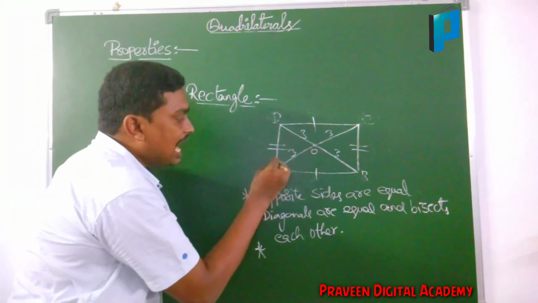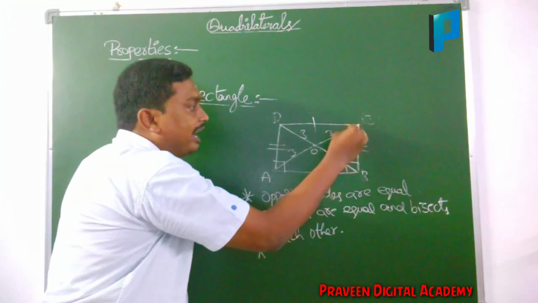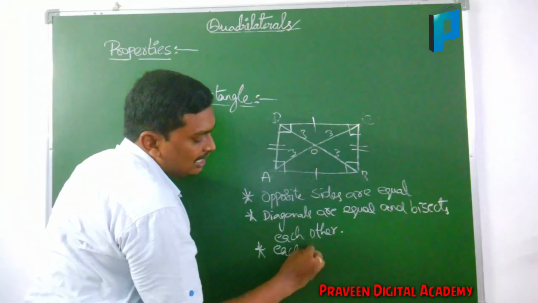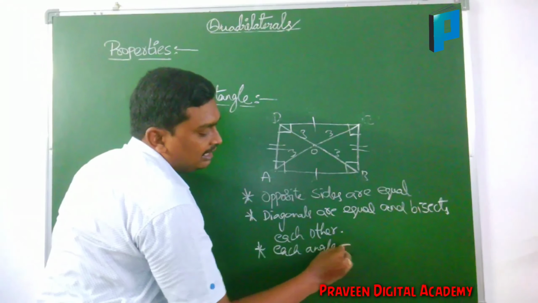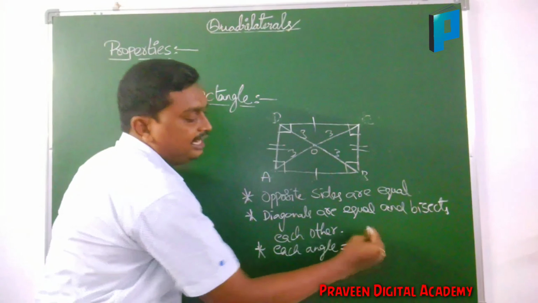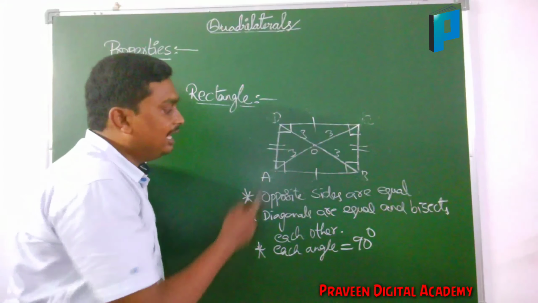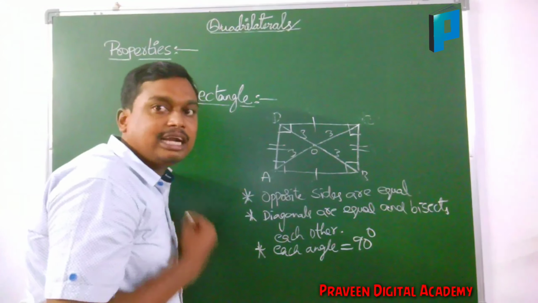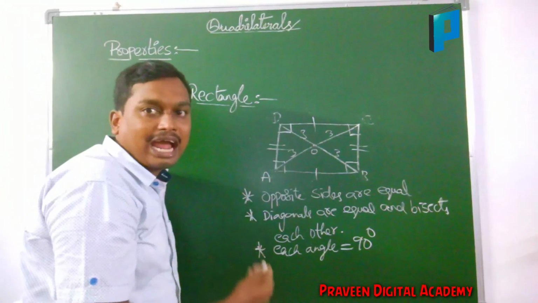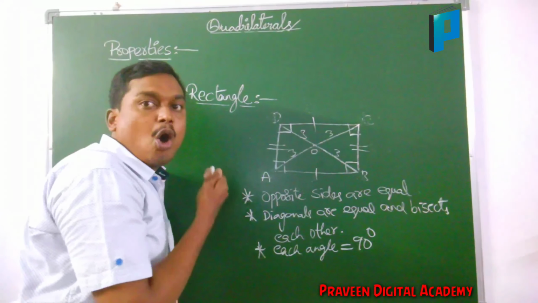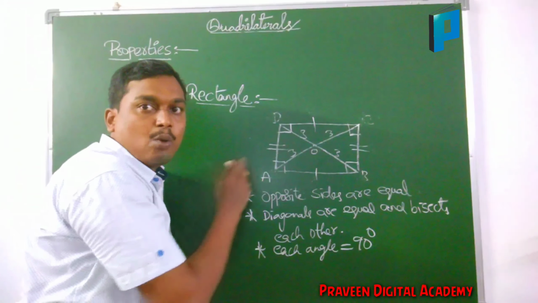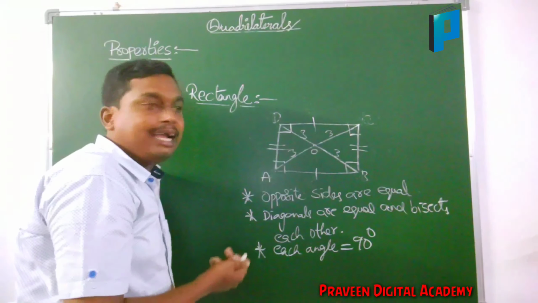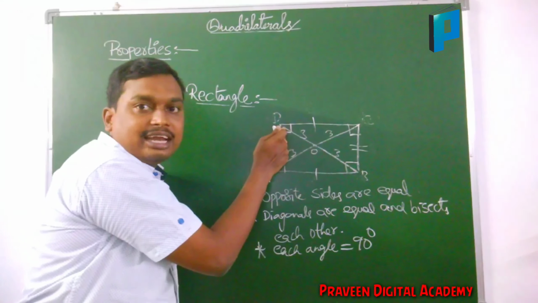And each angle of a rectangle is equal to 90 degrees. Each angle is equal to 90 degrees in a rectangle. The difference between the square and rectangle is all sides are equal in a square, whereas opposite sides are equal in a rectangle. And each angle is 90 degrees in the rectangle.